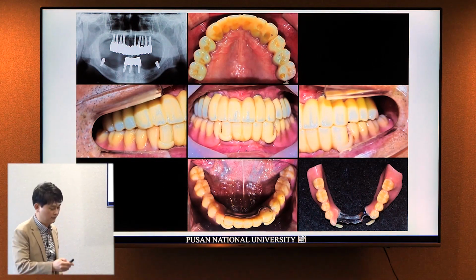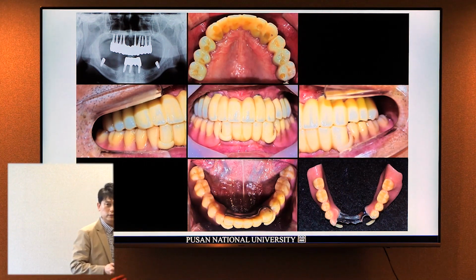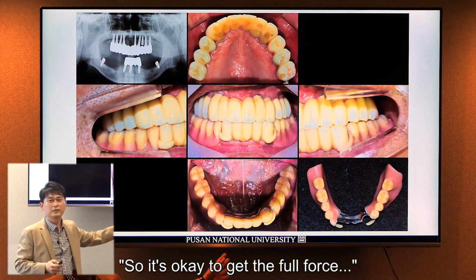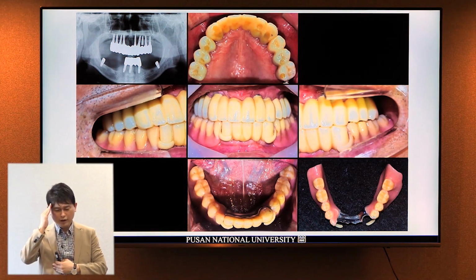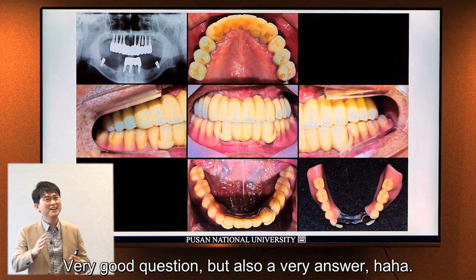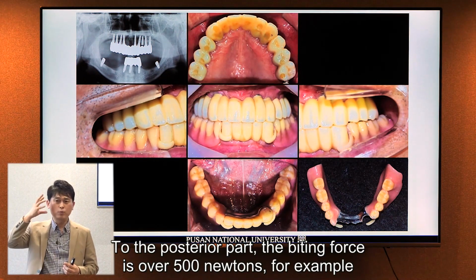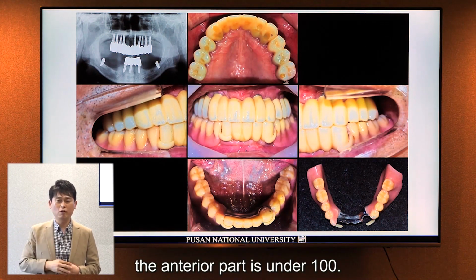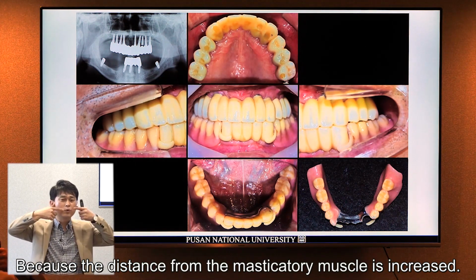So the lower anterior implants were okay? They're in good condition. Sorry, the lower anterior implants are okay. So it's okay to get the full force. Very good question, but a very difficult answer. In the posterior part, the biting force is over 500 Newton, for example. The anterior part is under 100. Yes, because the distance from the masseter muscle is increased.